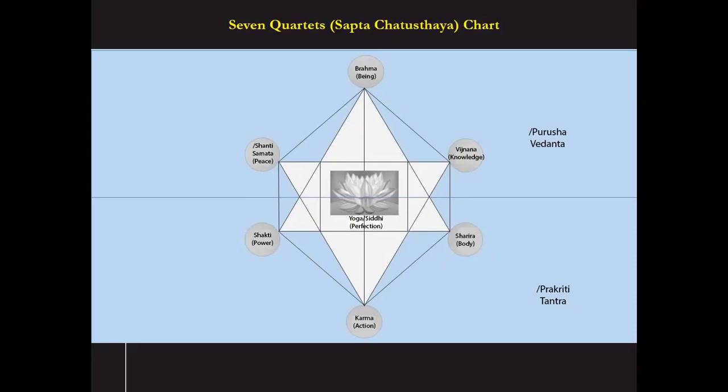Brahma, or the Vedantic pole, has two wings to it. Those are the wings of peace and knowledge, of samatha or peace, and vijnana or knowledge. Karma or action has two wings to it, which are the tantric wings of power and the body, shakti and sharira. So we see how the two Vedantic and tantric goals are converging in this diagram, as the book points out, in terms of the seven goals or the seven approaches of this yoga. Now we can go one step further and see how these seven are related to different traditional systems in India.